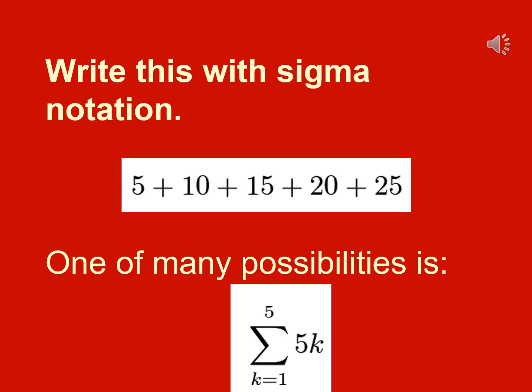Now you can actually use any variable you want. Most of the time in formulas for series, they'll use either i, j, or k just because those letters are often used as counters. But it can be literally any variable, and it means the same thing.